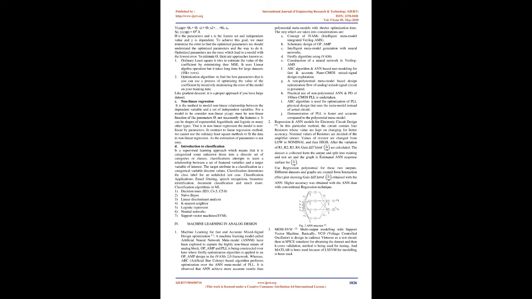To find the optimized parameters, we should understand what optimized parameters are and the way to find them. Optimized parameters are the ones which lead to a model with the fewest errors. To estimate θ, there are approaches known as: 1. Ordinary least squares. It tries to estimate the values of the coefficients by minimizing the MSE. It uses linear algebra operations, but it takes a long time for large data sets, 10k plus rows.